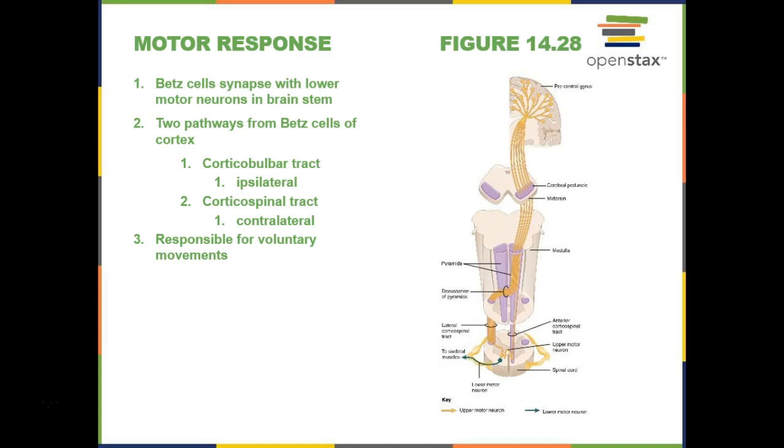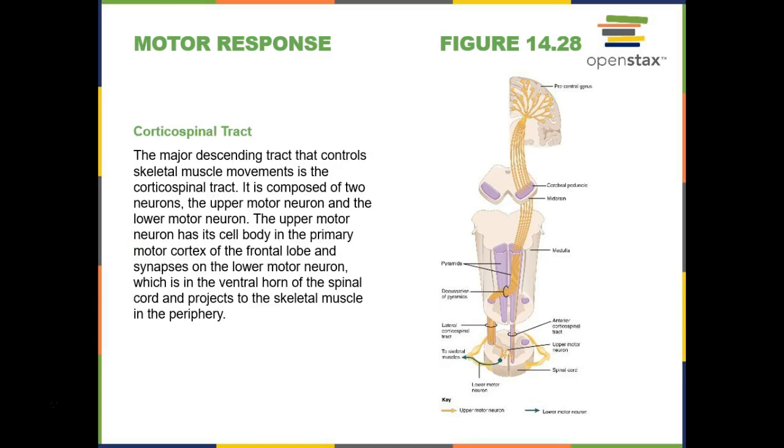They form a corticobulbar tract, which is considered an ipsilateral tract. This means that the information moves from the cerebral cortex to the brainstem, and the information stays on the same side of the brain. Whereas the corticospinal tract moves from the cerebral cortex to the spinal cord, it's considered contralateral. So the information that is processed on one side of the cerebrum actually moves to the opposite side of the body for the response.